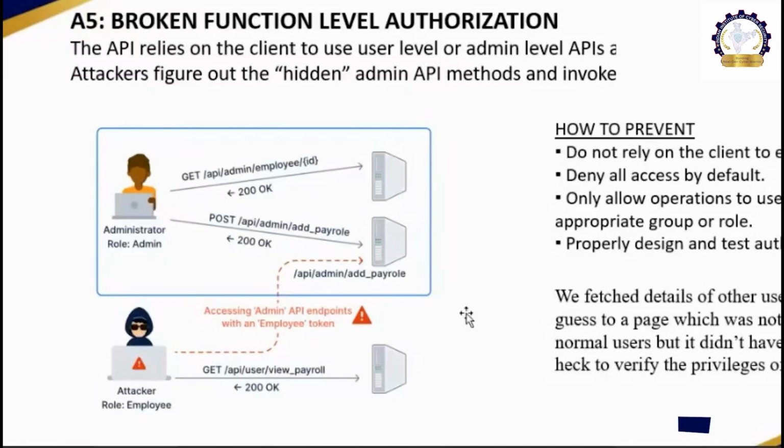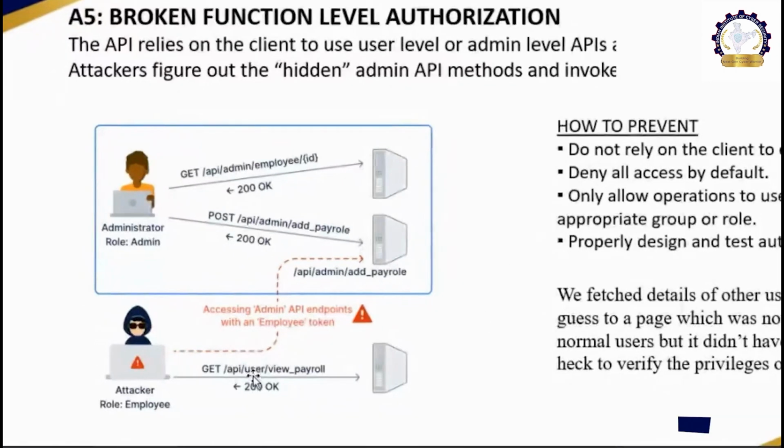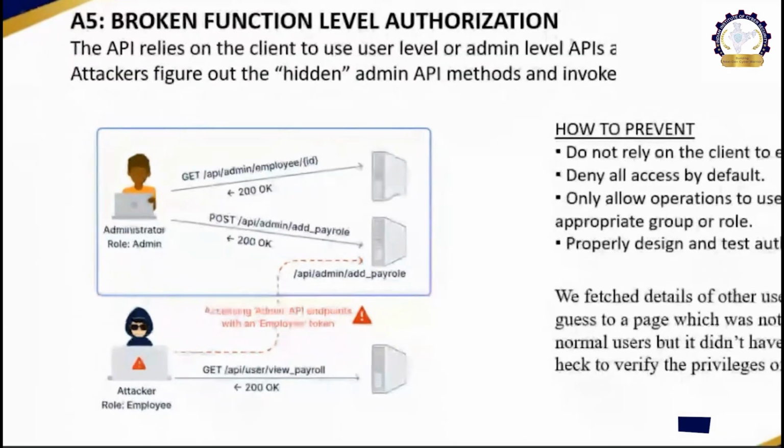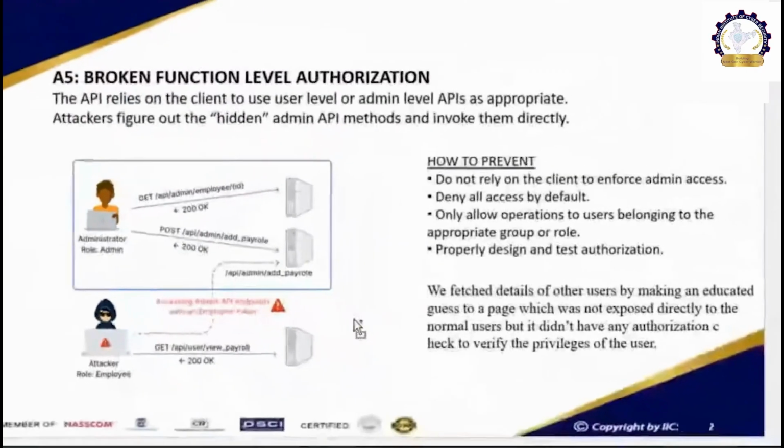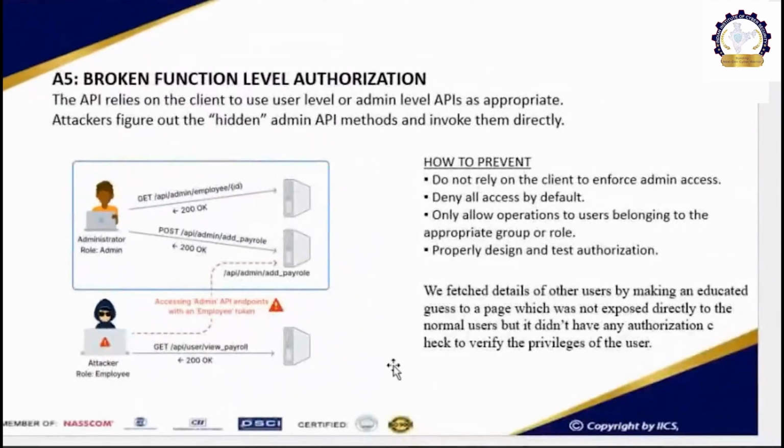So what he did is just change that user value, accessing the admin API endpoint with an employee token. He has this normal employee token, but just by changing user to admin, he can access content which only an admin should access. So how can we prevent this type of attack? For that, do not rely on the client side to enforce admin access. That's what I said.